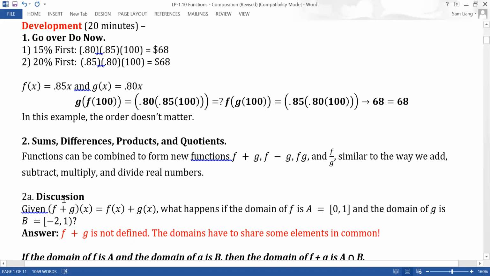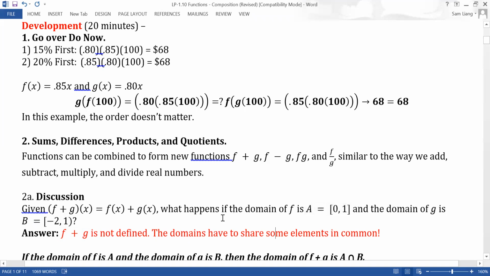And just as a follow-up question, given f plus g of x equals f of x plus g of x, what happens if the domain of f is [0, 1] and the domain of g is [-2, 1)? Okay, so the point of this was that these do not overlap, right? So [0, 1] does not overlap with [-2, 1), where this is exclusive of 1. So the answer to that was f plus g is not defined. The domains have to share some elements in common, so you wouldn't be able to plug anything in.